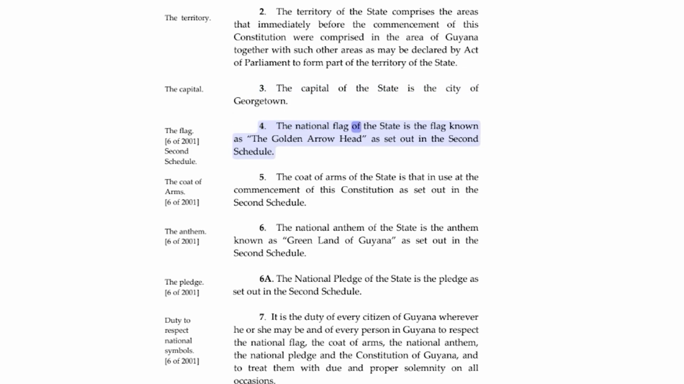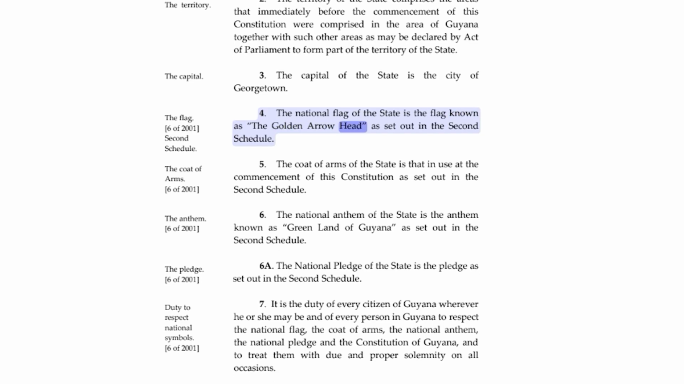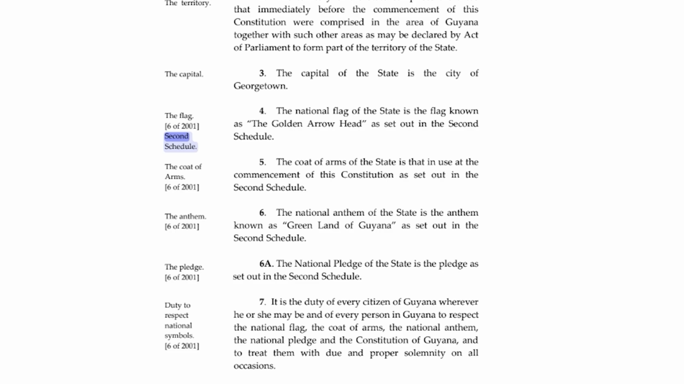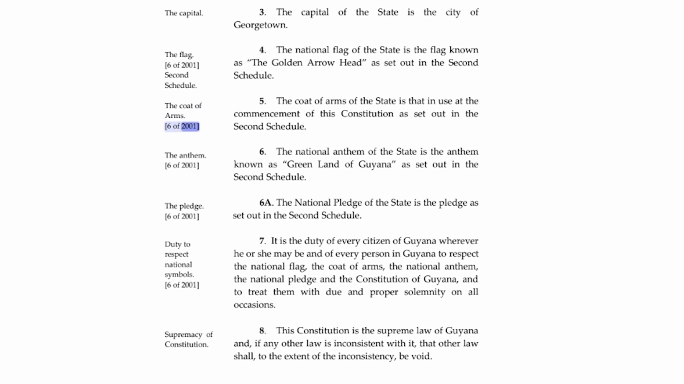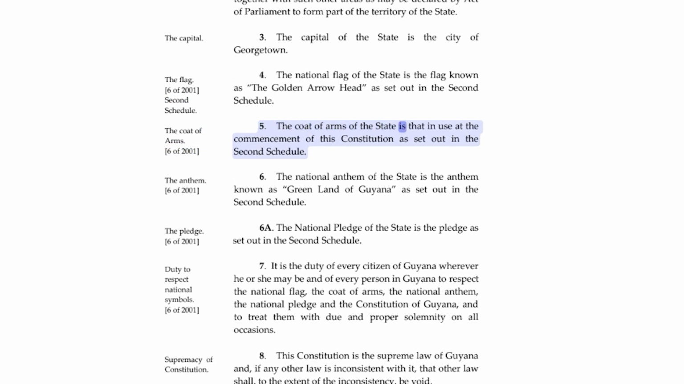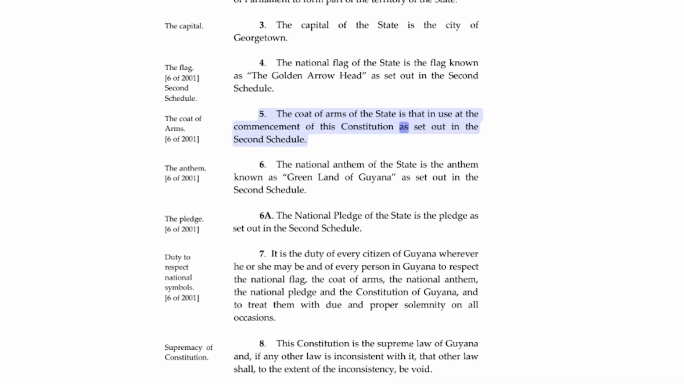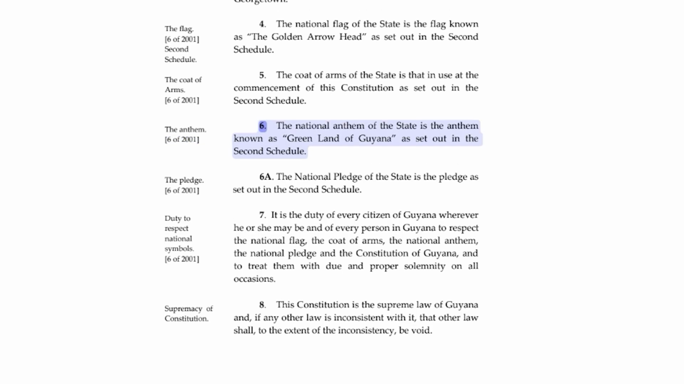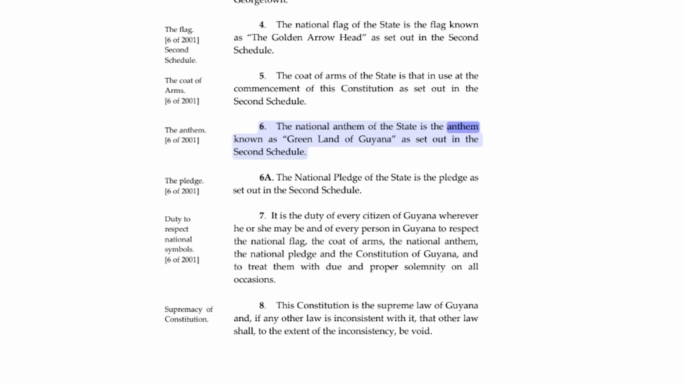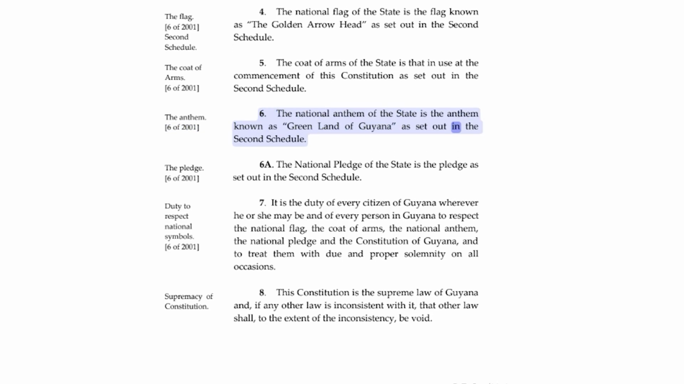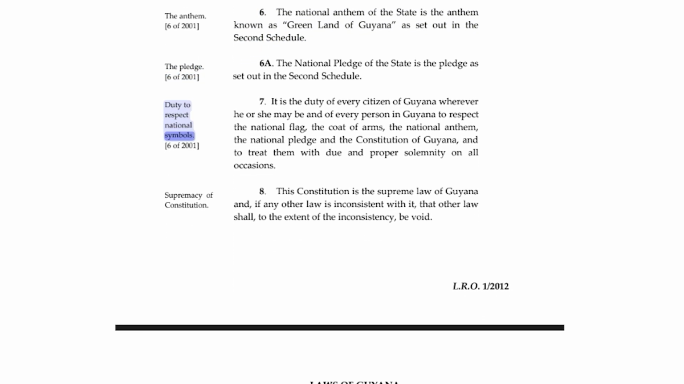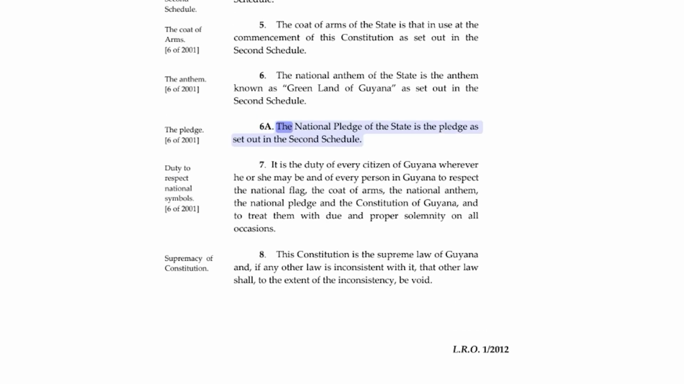4. The national flag of the state is the flag known as the Golden Arrowhead, as set out in the second schedule. The flag. 6 of 2001. Second schedule, the coat of arms. 6 of 2001. 5. The coat of arms of the state is that in use at the commencement of this constitution as set out in the second schedule. The anthem. 6 of 2001. 6. The national anthem of the state is the anthem known as Green Land of Guyana, as set out in the second schedule. The pledge. 6 of 2001. Duty to respect national symbols. 6 of 2001. 6a. The national pledge of the state is the pledge as set out in the second schedule.